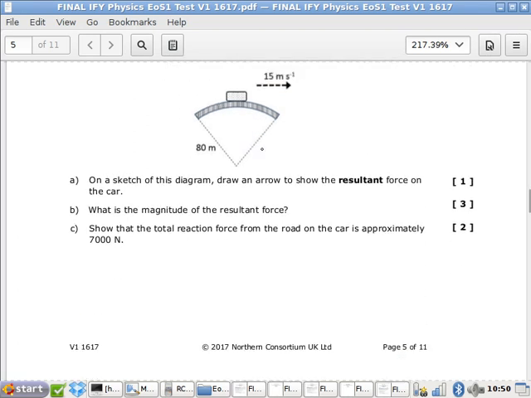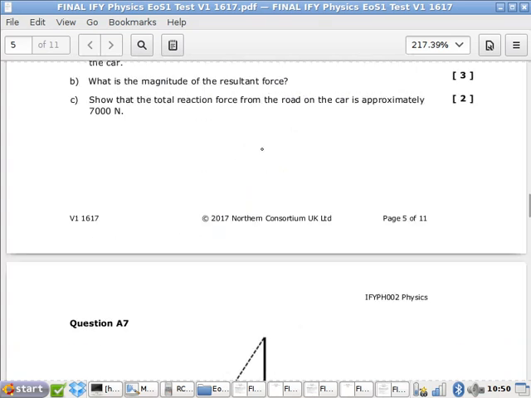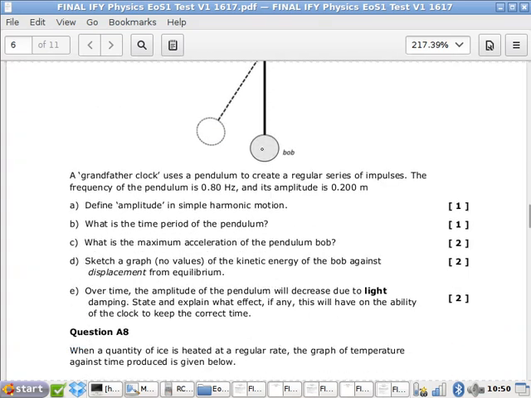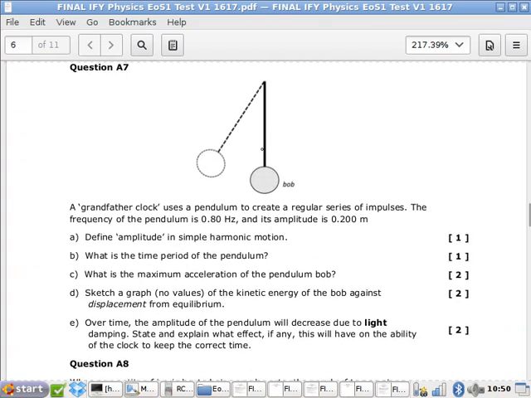It's a bit tricky. This is kind of a hard circular motion one. Question 7: I know it looks long, but this is just the pendulum. What is the amplitude, and define amplitude. What's the time period? That's 2 pi root L over g, oh no, we have the f here. The T is 1 over f.